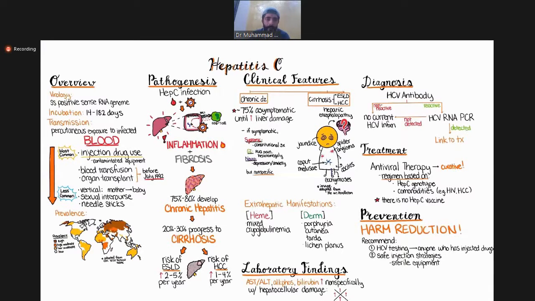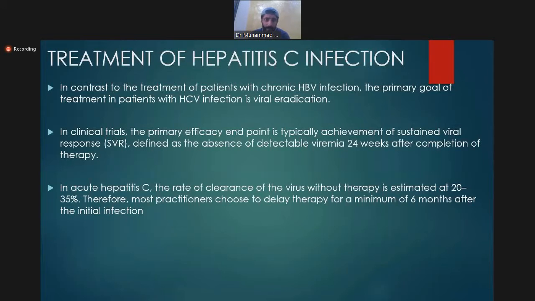It's a good slide. So treatment of hepatitis C, as we talked about: the primary goal of treatment in patients with HCV infection is viral eradication, in contrast to Hep B. The rate of spontaneous clearance of the virus without therapy is estimated at 20 to 35%. So when a patient is infected with hepatitis C, in 20 to 35% of patients the virus clears on its own in acute cases. So when you go to a physician, they delay the treatment for a minimum of 6 months, because patients can recover on their own.